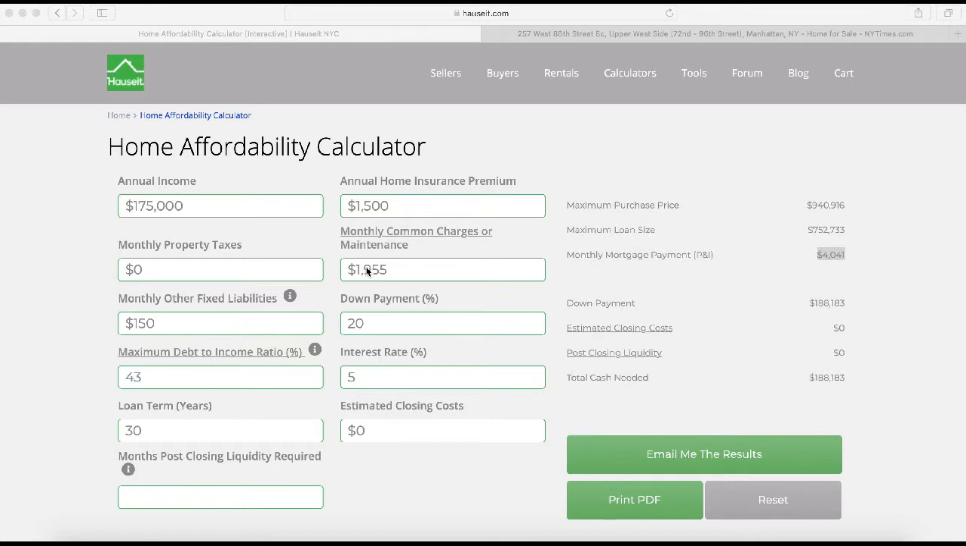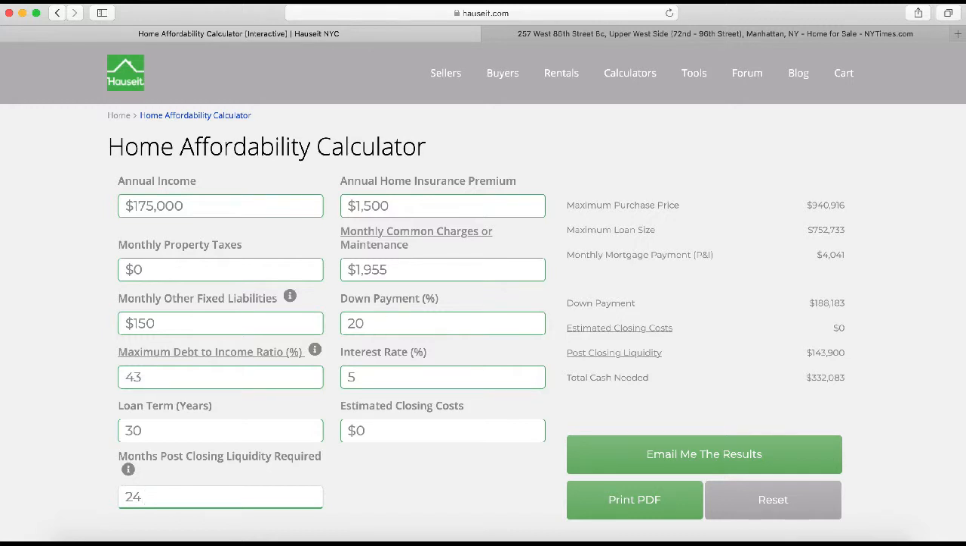So even though co-ops are cheaper in most cases in the city, the fact that you need to have up to 24 months of post-closing liquidity really is a game changer, because even if you have high income, most people simply will not have the cash that is needed to pay for both the down payment, co-op buyer closing costs, which are around 2%, plus the required post-closing liquidity amount.